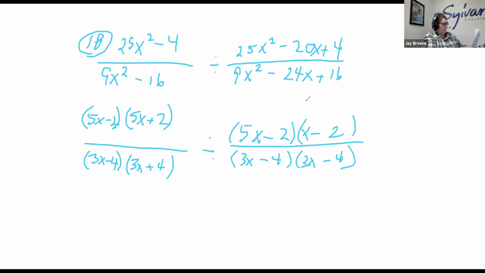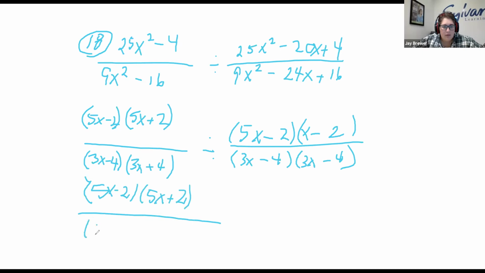What do we have to do? Multiply by the reciprocal. Perfect. So we're going to rewrite this second portion. So 5x -2 over 5x + 2 over 3x -4 and 3x + 4.